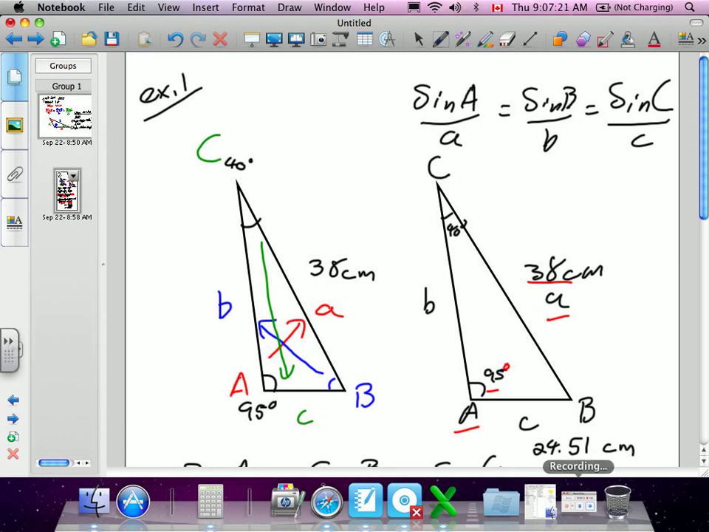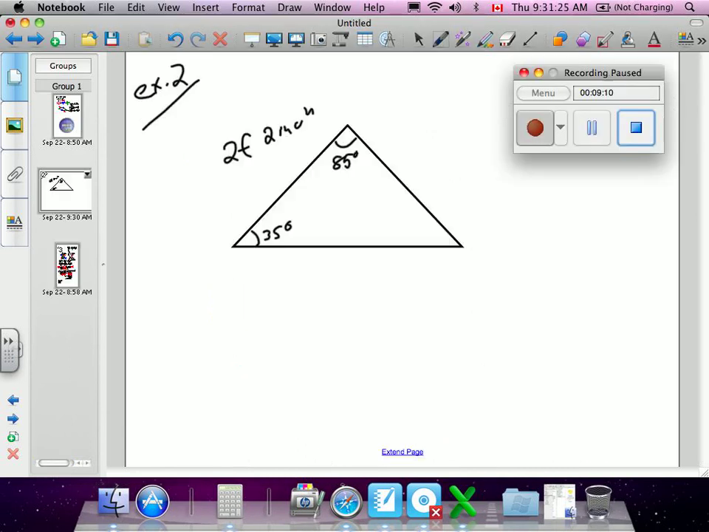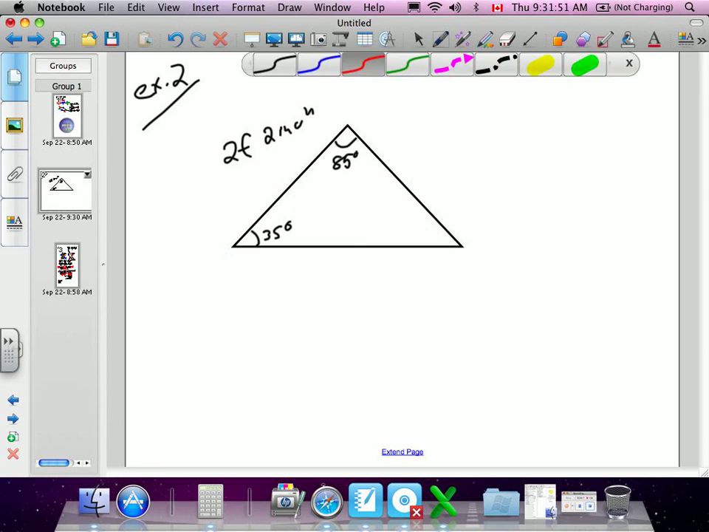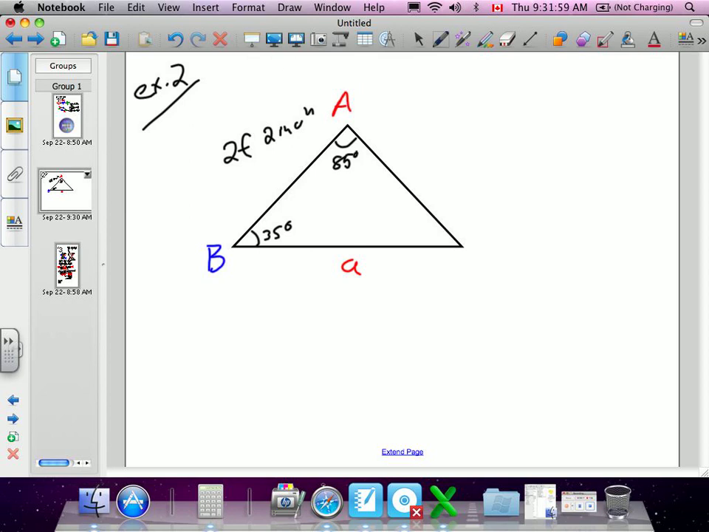Okay, example 2. They've given us this triangle and some measurements. Now, they've named the triangle already. They called the triangle X, Z, and Y. But again, we're going to be using our ratio, so I don't have to use the letters they've used. I'm going to rename the triangle my own way. So I'm going to call 85 our angle A, which means this will be the opposite side, side A. I'm going to call 35 my B, and we're going to call angle C, side C.